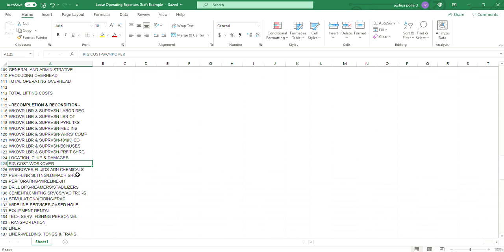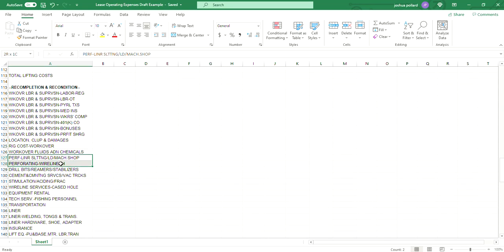And then here's your rig workover cost. They are going up in prices. Big pull rig last year was about $175 an hour. Now you're probably looking at $250 to $300, and before long it'll probably get into the $450 range an hour. Just keep that in mind.